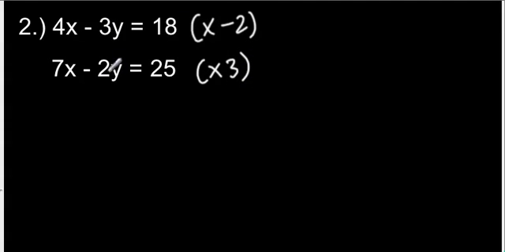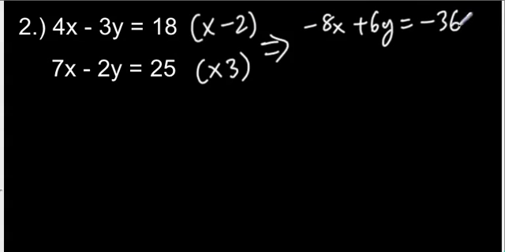Right, 2 because that's the other number down here, and 3 because that's the other number up here, and keep in mind that the top is negative and the bottom is positive because we want different signs. So let's do that. 4 times negative 2 is negative 8x. Negative 3y times negative 2 is positive 6y, and 18 times negative 2 is negative 36.